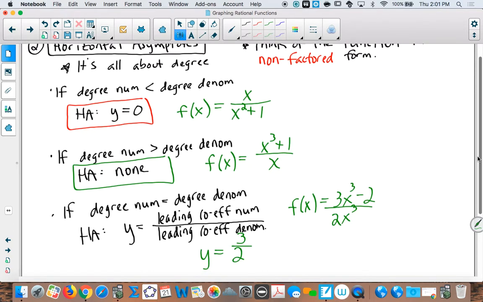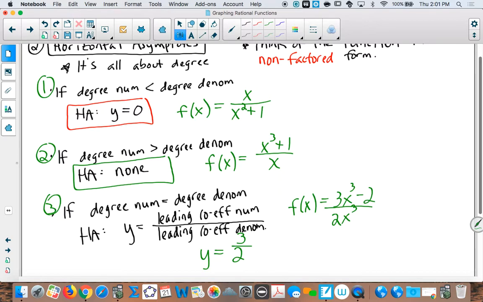So again, one option, degree of the numerator less than the degree of the denominator, y equals 0. Second option, degree of the top bigger than the bottom, no horizontal asymptote. Or if the degrees are exactly the same, it's the leading coefficient of the numerator over the denominator's leading coefficient. Questions there?